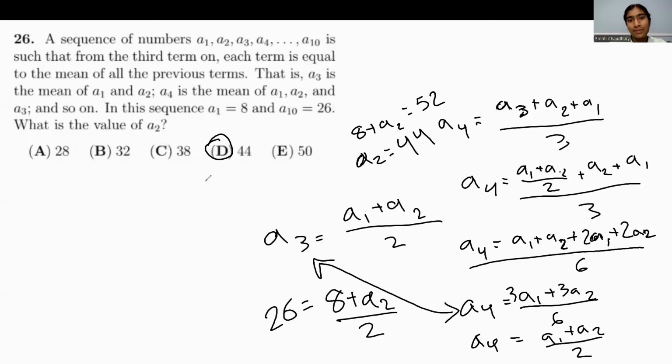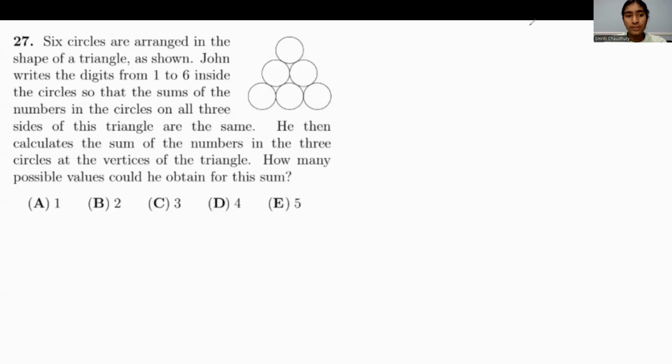So our answer is D. Number 27. 6 circles are arranged in the shape of a triangle as shown. John writes the digits from 1 to 6 inside the circles so that the sums of the numbers in the circles on all 3 sides of the triangle are the same. He then calculates the sum of the numbers in the 3 circles at the vertices of the triangle. How many possible values could he obtain for the sum?